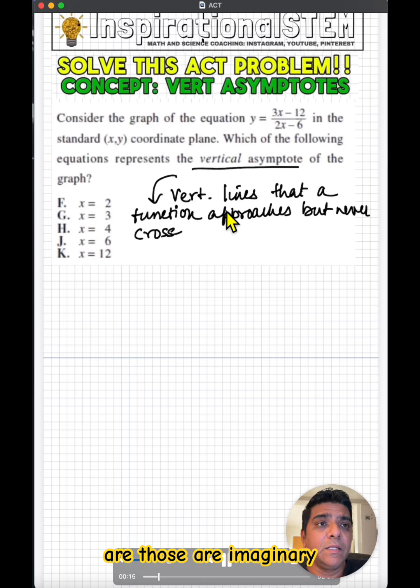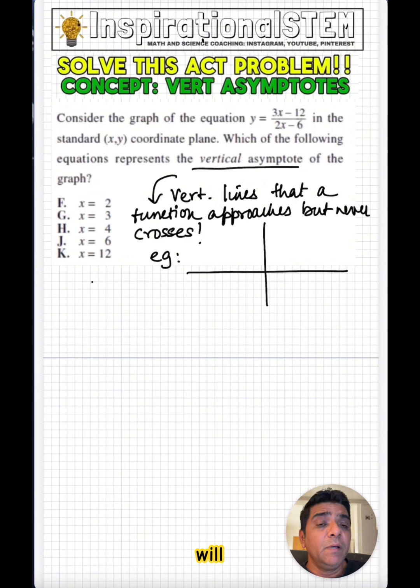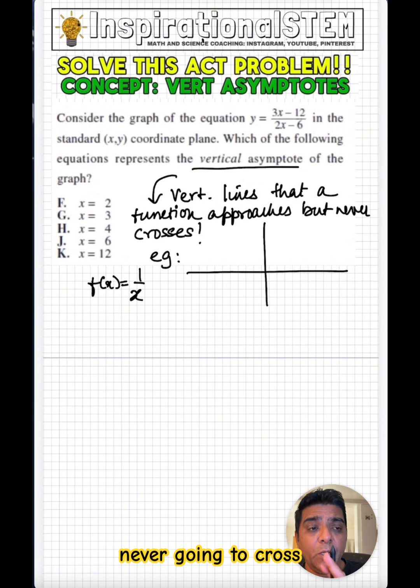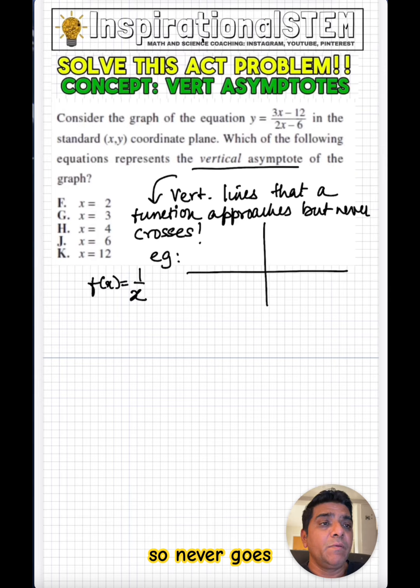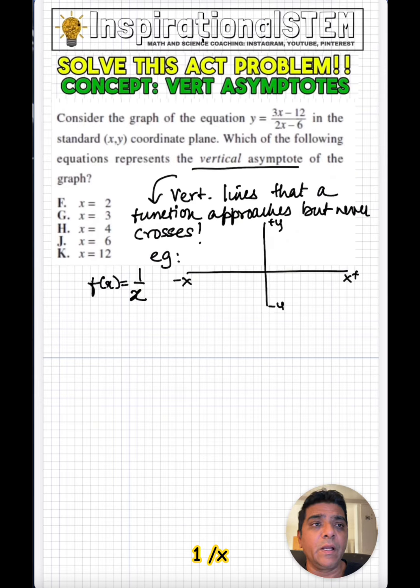Those are imaginary vertical lines that a function will approach, but it's never going to cross it. Okay, so it never goes across it. So let's take a quick example: the function f(x) equals 1 over x.